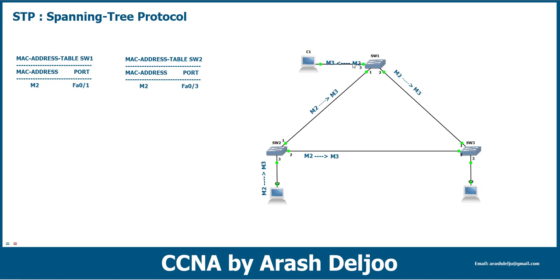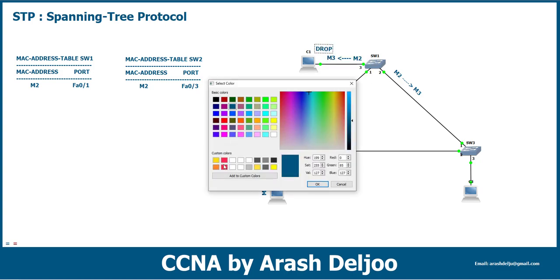Okay, you know that the computer 1 doesn't need this frame because the destination MAC is not equal with the MAC address of the computer 1. This frame now is dropping here, and the computer 1 does not accept it. This means that the frame here is dropped.